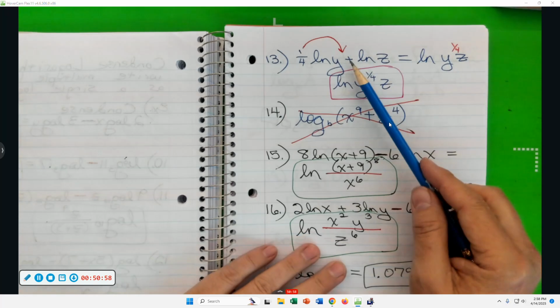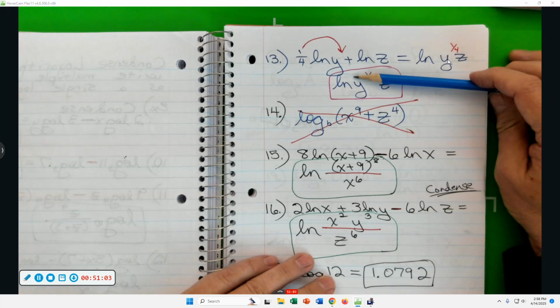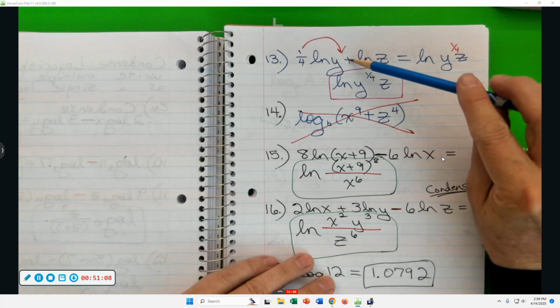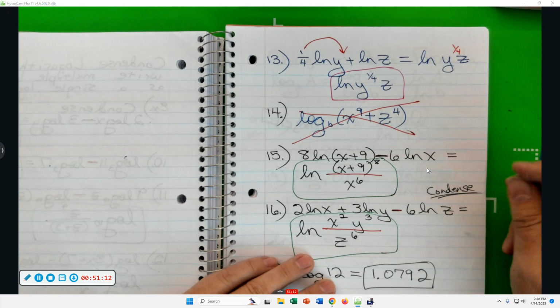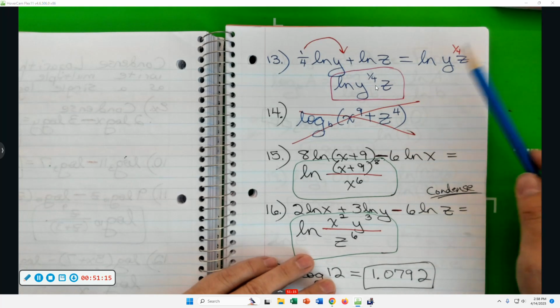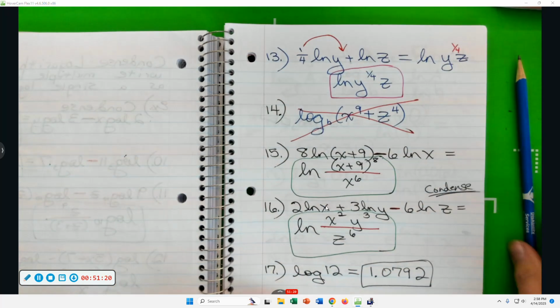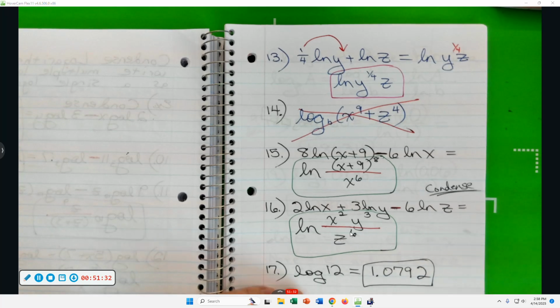Hey, look at this. Here the logarithms were being added. Did we have a fraction bar? Did we divide the y and the z? No, when they're being added, what do you do to the arguments? You're not dividing, you are multiplying. Oh, look at number 16. There it's added, so you multiplied the x and the y, then subtracted, you divided by the z. Y'all remember doing that?